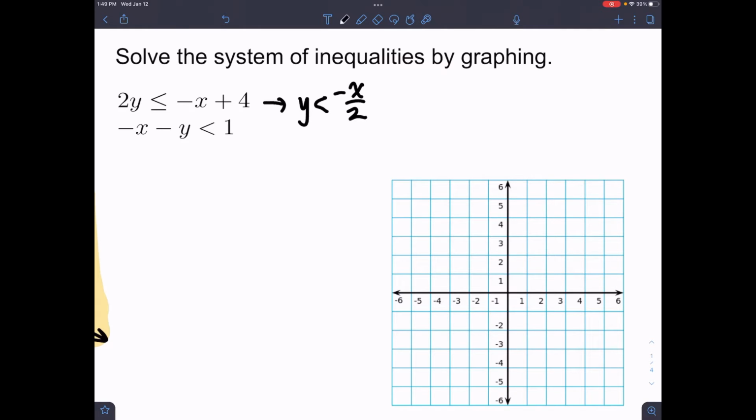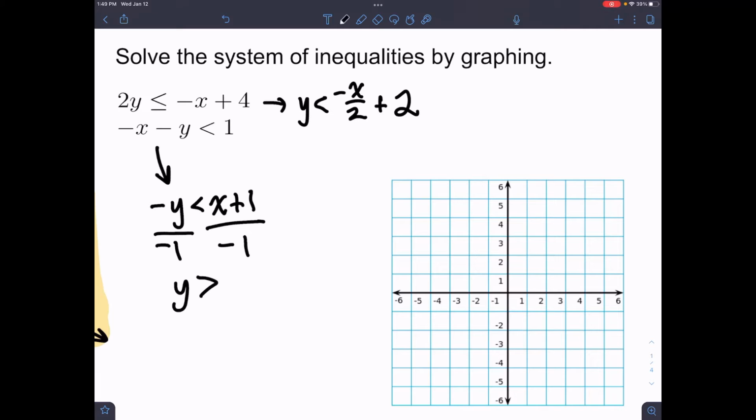But these, I need to do some work on these, don't I? Because they're not solved for y. Okay. So I know you guys can work through this. One thing though, we're dividing by a negative. So we got to flip the sign.